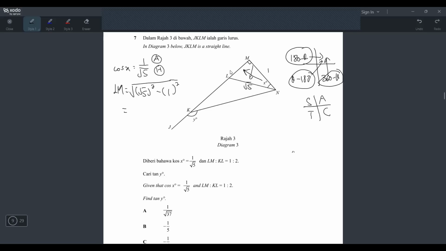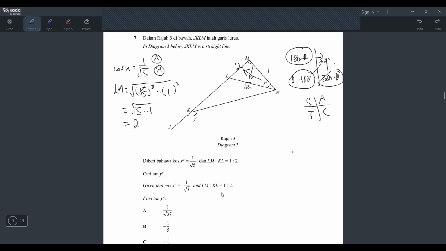All right. So LM is not the longest side in the triangle. The longest side is the one, the square root of 5. That's why we do it like this. What is square root 5 squared? You can cancel the square root and the square, and you will be left with 5. And then what is 1 squared? It's just 1. And then square root it. So 5 minus 1 is 4. Square root of 4 is 2. So LM is actually 2 cm.